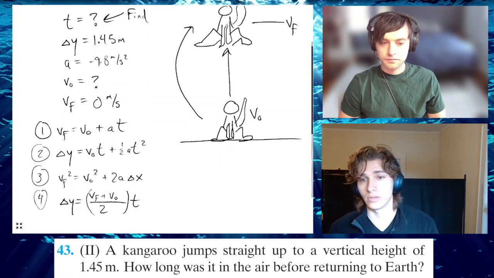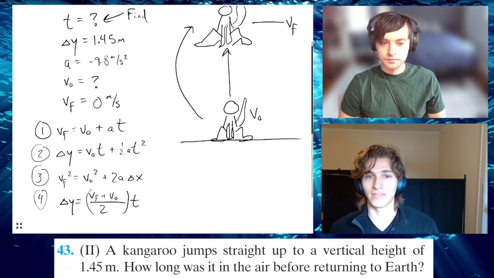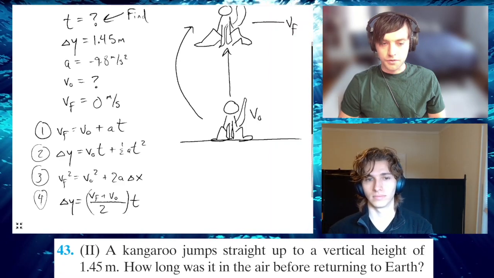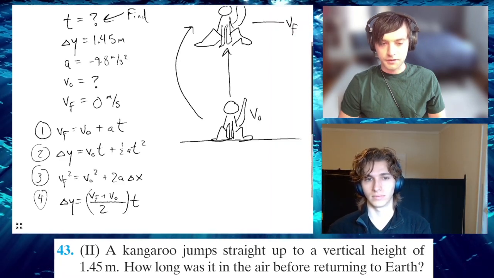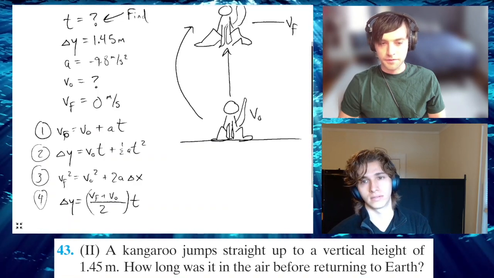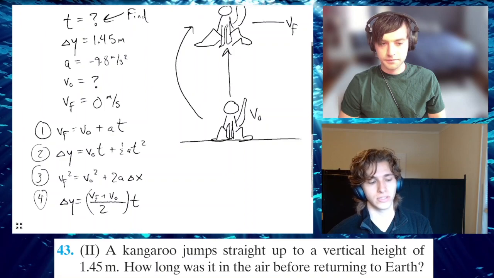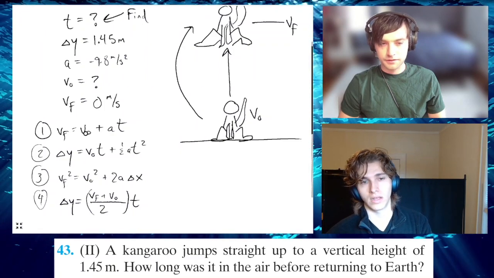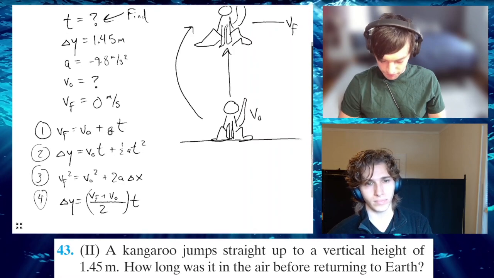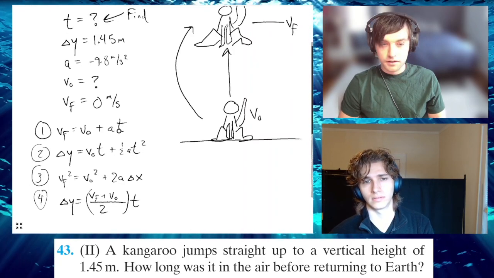Which equation should we use here to calculate the amount of time it takes the kangaroo to go from the bottom to the top? Could we use v final equals v initial plus acceleration times time? Let's see, what is v final? V final is 0. Nice, what is v initial? We don't know v initial. Right, what is a? A is negative 9.8. And what is t? We're solving for t.